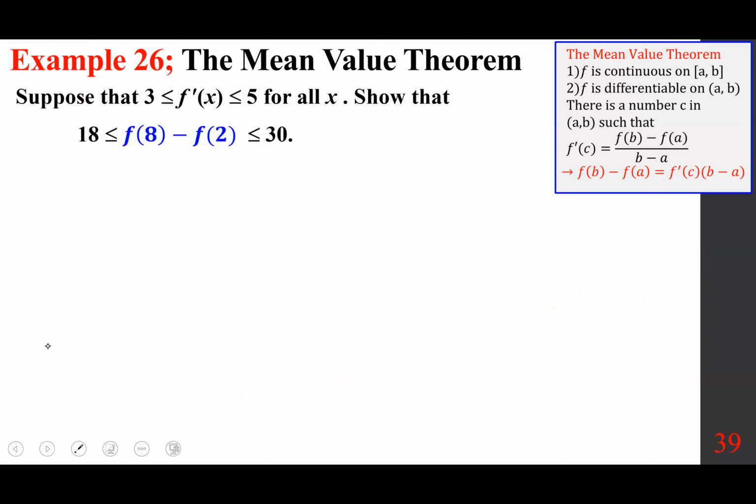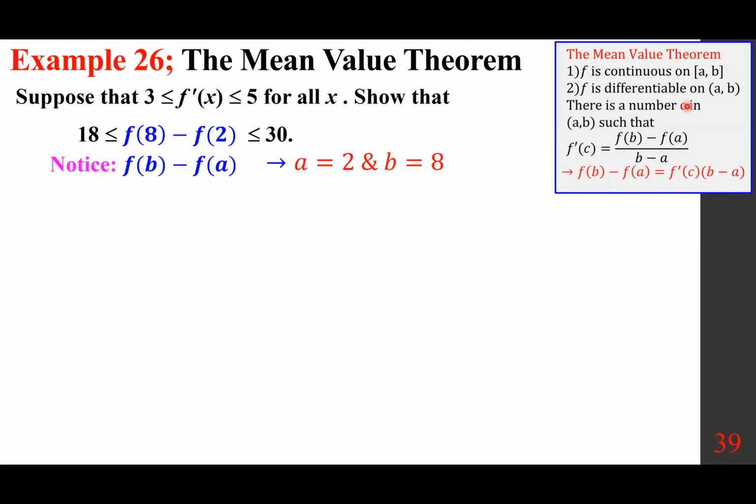All right. Let's look at this question. Suppose f prime of x is between 3 and 5 for all x. Show that f of 8 minus f of 2 is between 18 and 30. We're going to use the mean value theorem on that. So when we look at this concept, f of 8 minus f of 2, that means f of b minus f of a, and therefore a is 2, b is 8. We should recognize that.